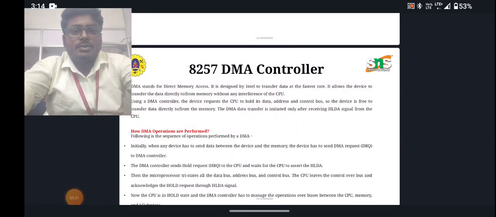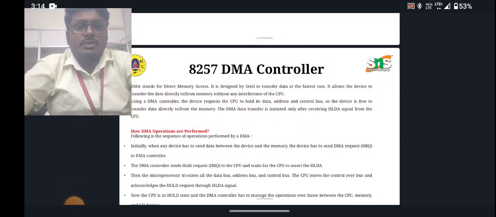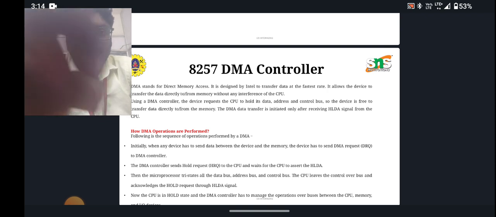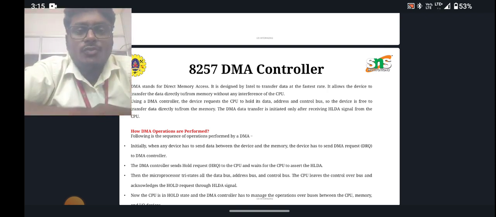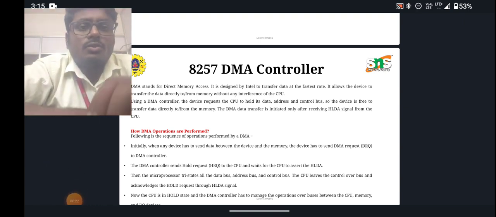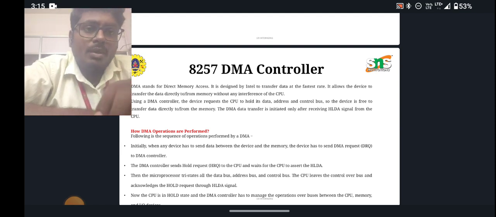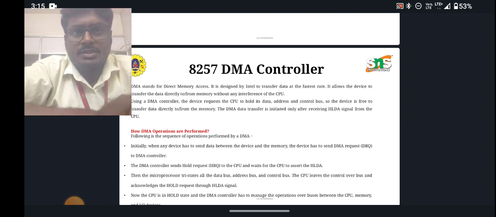Class, we can discuss on the topic of RS-232C, and now we can discuss the topic of the 8257 DMA controller, where DMA stands for Direct Memory Access. It is designed by Intel to transfer data at the fastest rate. It allows the device to transfer the data directly to or from memory without any interference of the CPU.